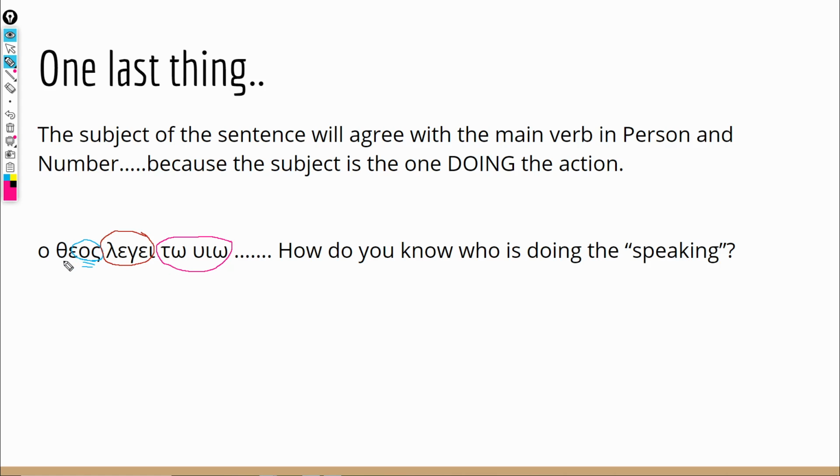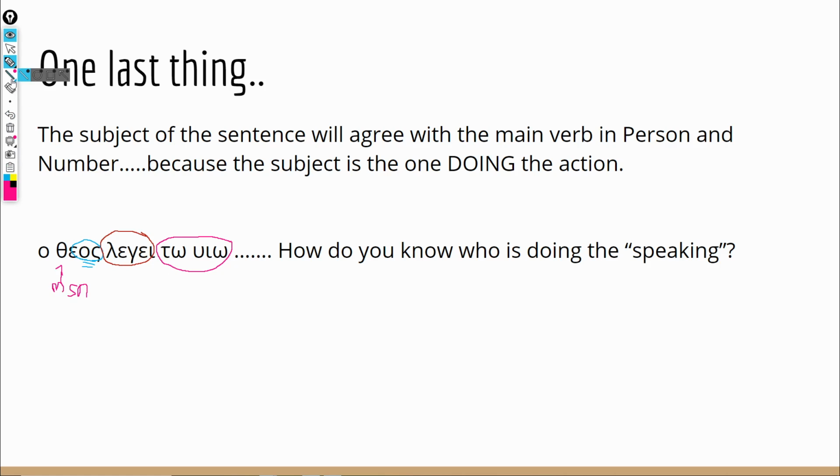So we have noun, verb, noun. How do you know who is doing the action? Well, ignoring the fact that the subject is the one that does the action, we can match person and number. So theos is singular. Okay. It's a nominative, so it's the subject, and it's masculine.